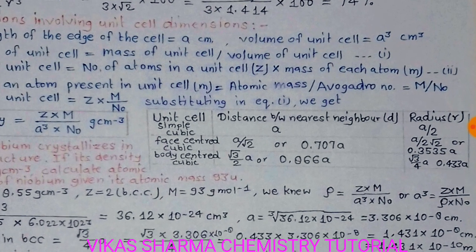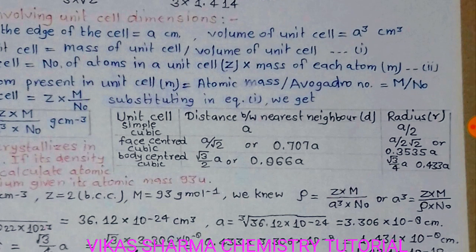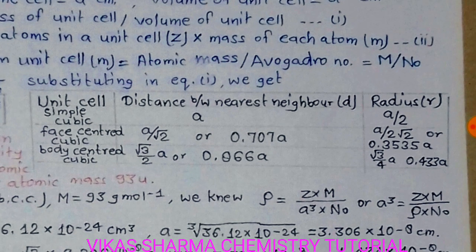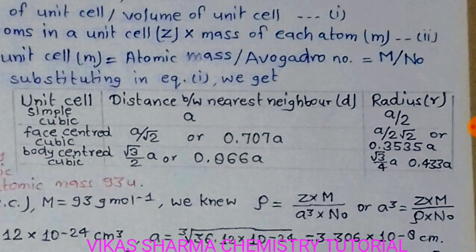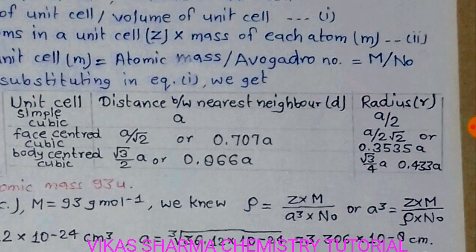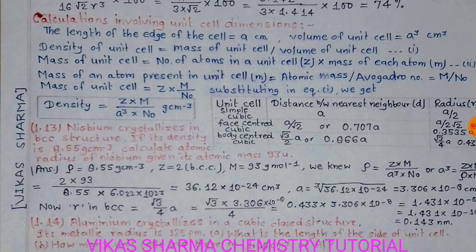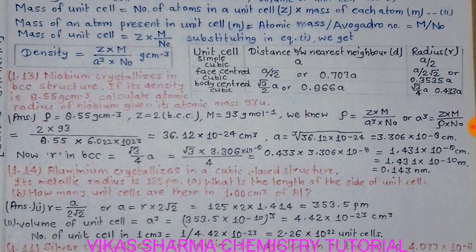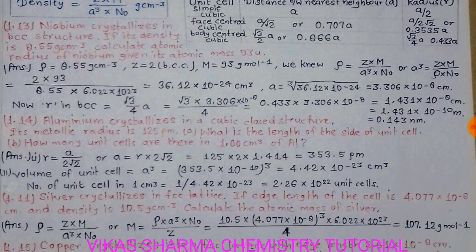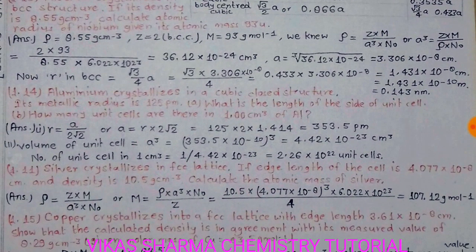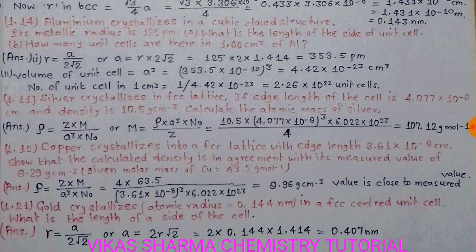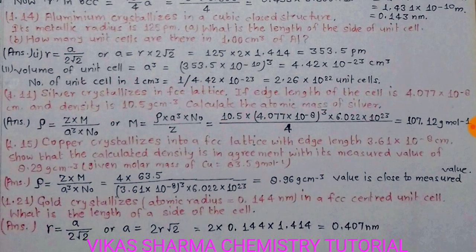Student, in the display you have seen the unit cell, face centered, body centered, and the distance between nearest neighbors. This is the calculation formula for it. For the body centered cell, root 3 by 2 a, and for the face centered cell, a by root 2, or 0.866a and 0.707a, if you want to calculate radii. In the NCERT book, student, there are questions 1.13, 1.14, 1.11, 1.15 and 1.21. These are totally based on this.